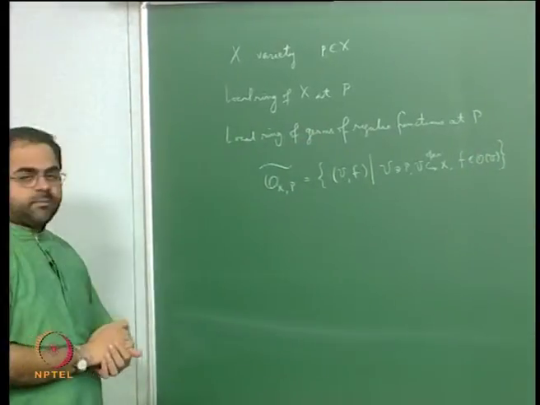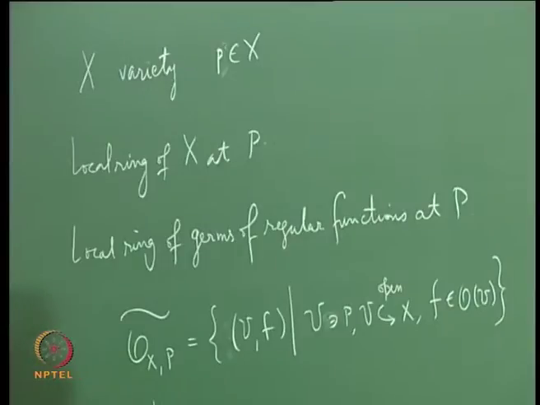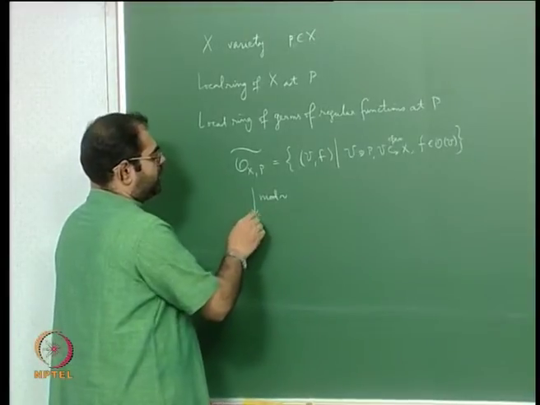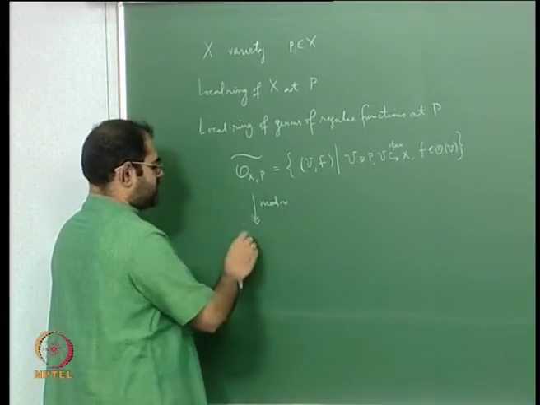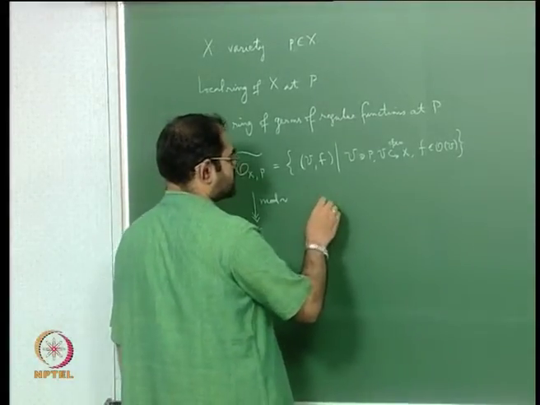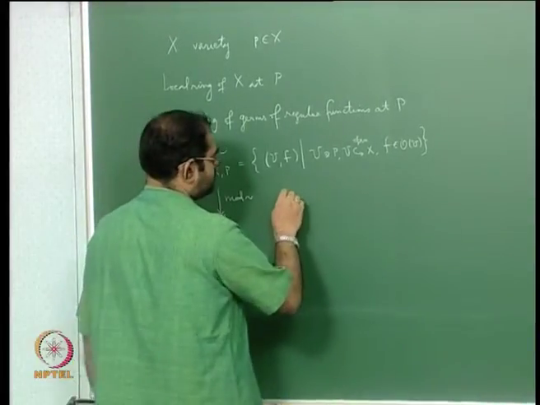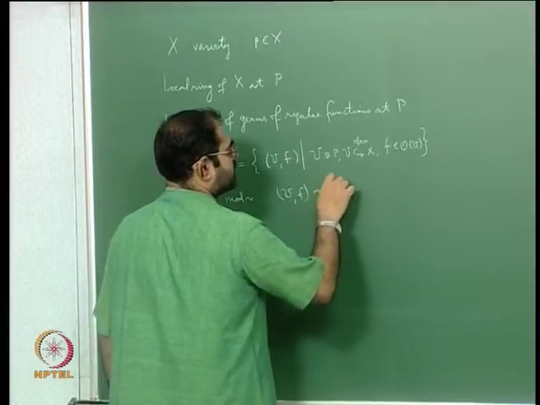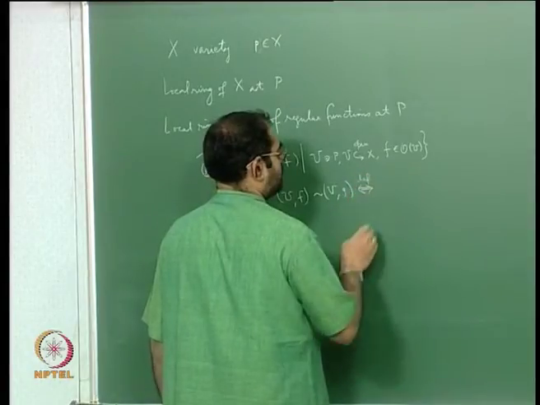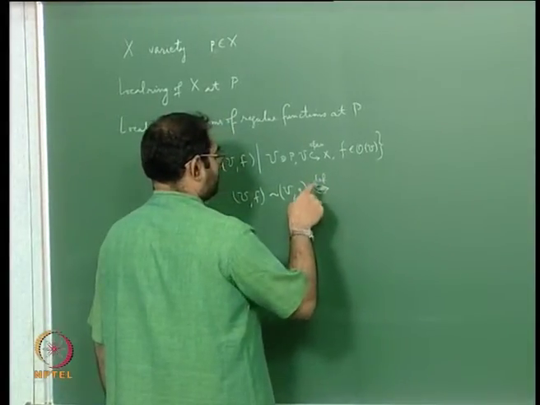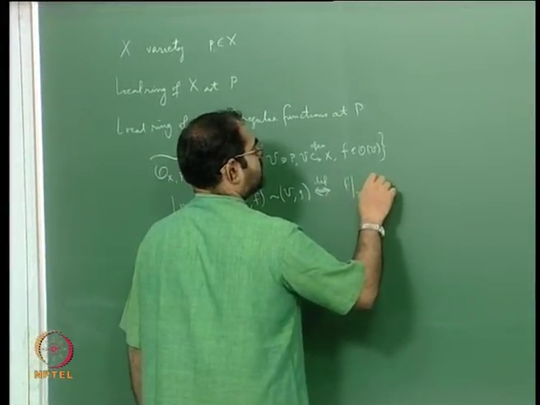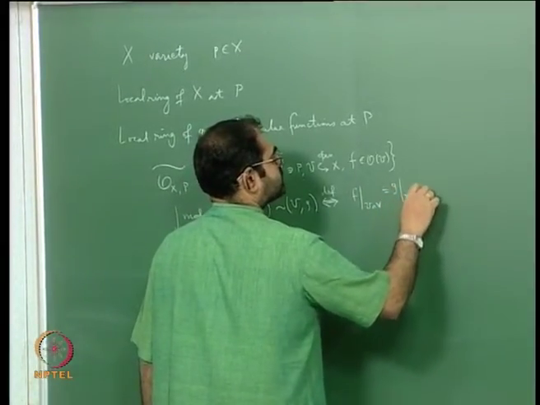So you take the set of all such pairs, and then what you do is you go modulo an equivalence relation to get a surjection from this into the local ring. And what is this equivalence relation? The equivalence relation is: (U, F) is equivalent to (V, G) if and only if, by definition, F restricted to U intersection V is equal to G restricted to U intersection V.